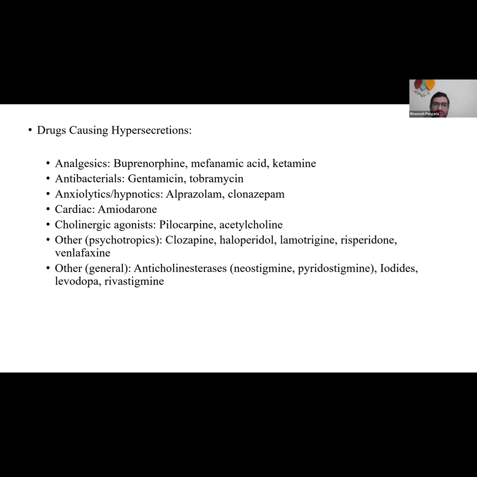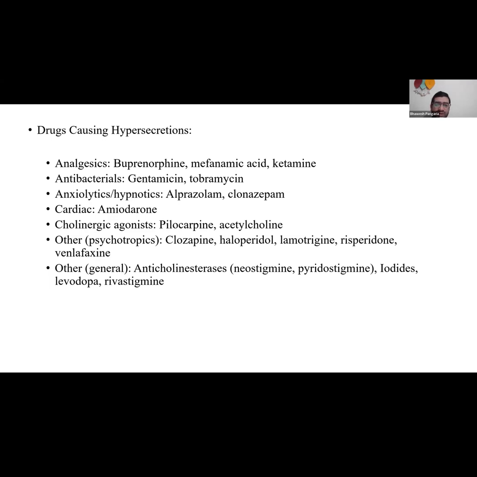So coming up to the drugs causing hypersecretion, they can be analgesics like buprenorphine, mefenamic acid, ketamine, antibacterials like gentamicin and tobramycin, anxiolytics like alprazolam and clonazepam, cardiac drugs like amiodarone, cholinergic agonists like pilocarpine and acetylcholine, other psychotropics like clozapine, haloperidol, lamotrigine, risperidone, and venlafaxine. Other than that, there can be anticholinesterases like neostigmine and pyridostigmine, iodines, levodopa, and rivastigmine.